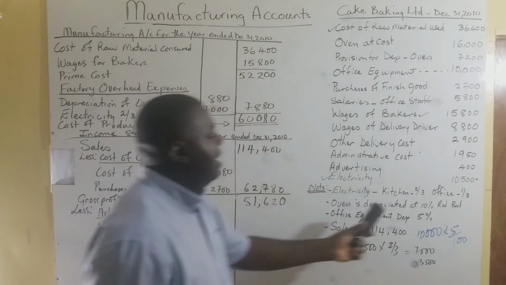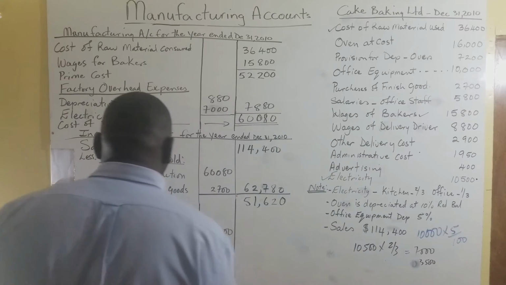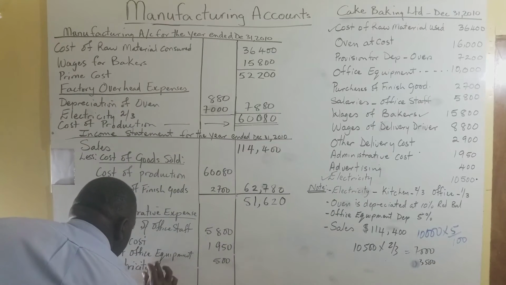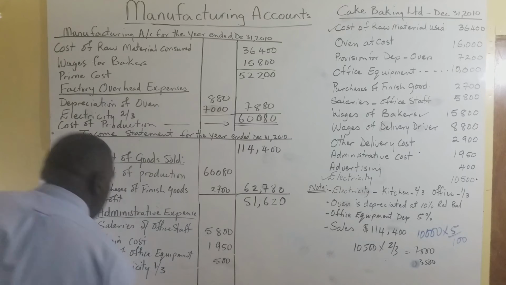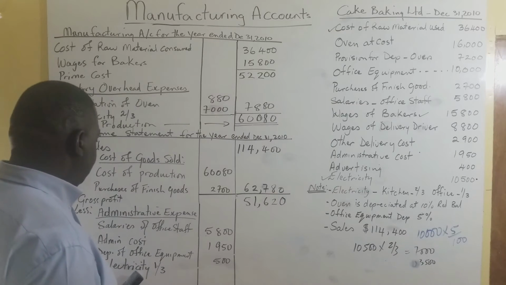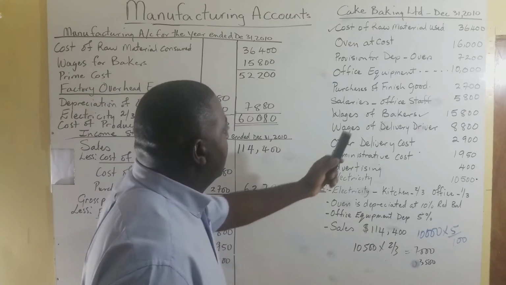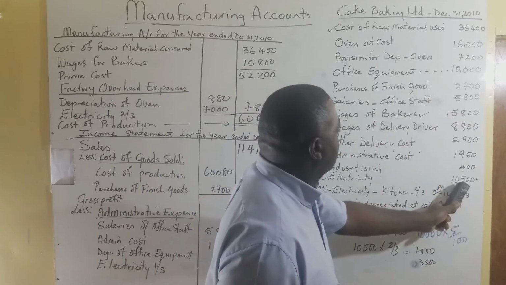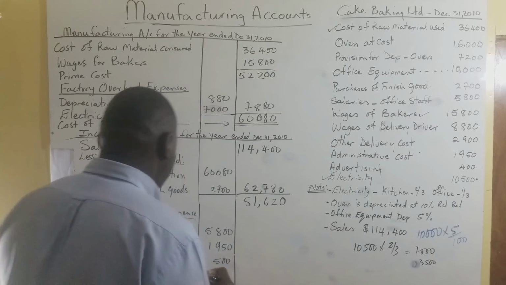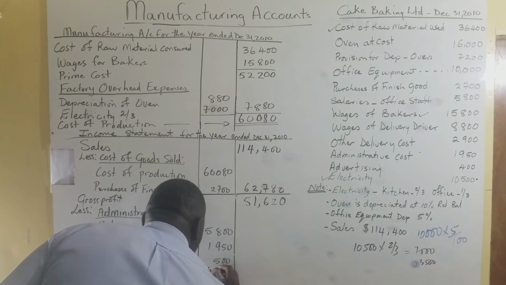All right. So now we are back to the administrative cost. They did say 1/3 of the electricity should go to the office. So we're going to do 1/3 of the electricity to office. 1/3 of the 10,500 would be 3,500.